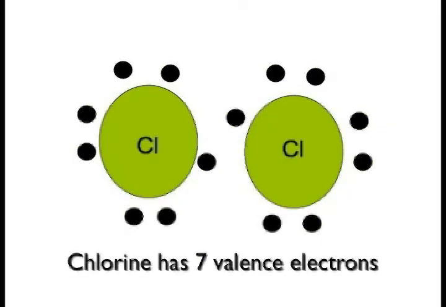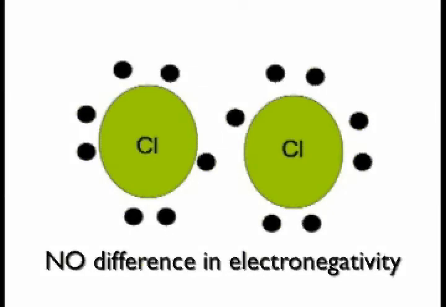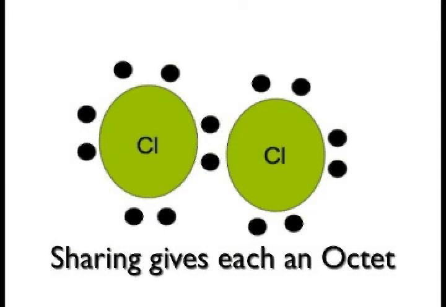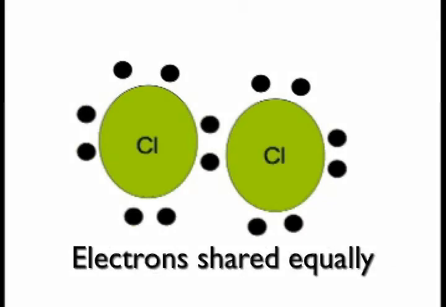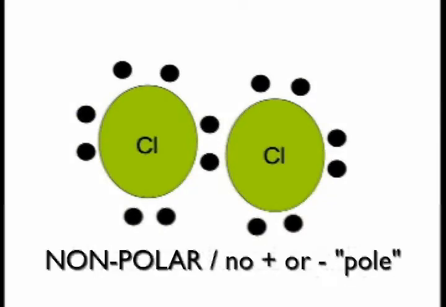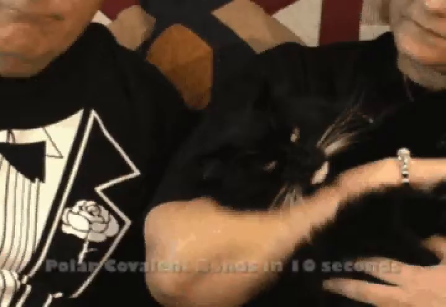Here's 2 chlorine atoms, each having 7 valence electrons. No difference in electronegativity. If they share those electrons, each will have an octet around it. This is where electrons are shared equally because of the no difference in electronegativity, so it's nonpolar. We'll talk about that more later.